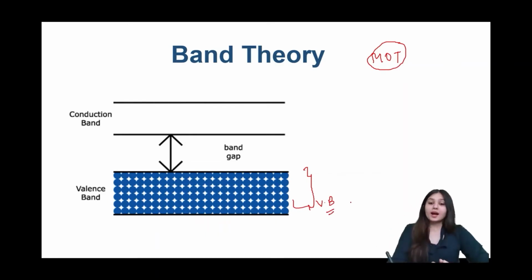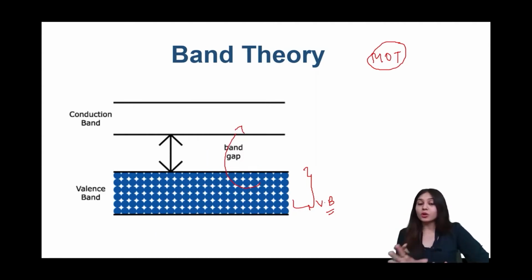Now, band theory says that conduction is possible in any material only when the electrons from the valence band, which of course is filled with electrons, can cross this energy gap and reach the conduction band. That is when conduction is going to happen. This is what this theory has to say.